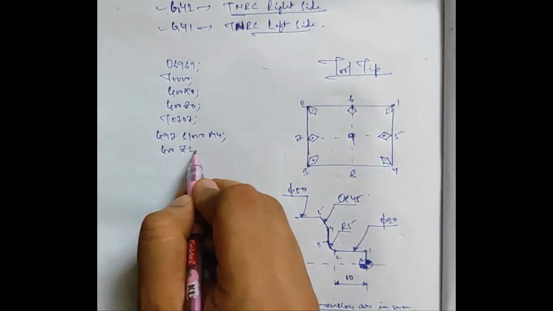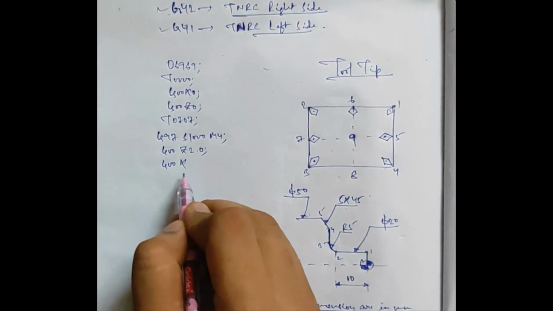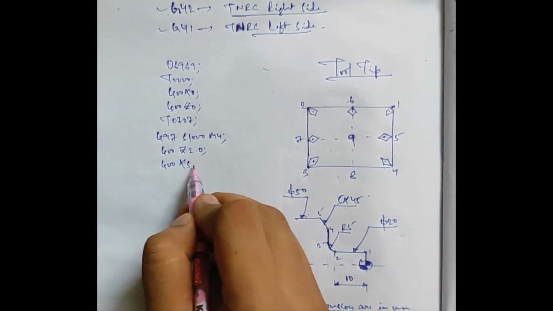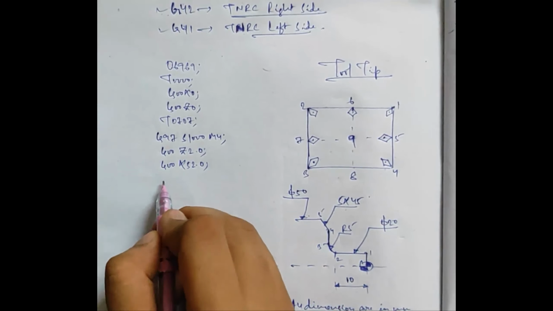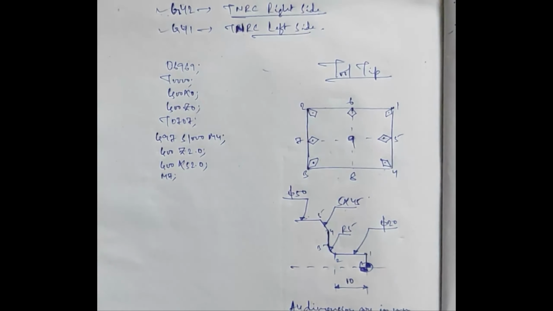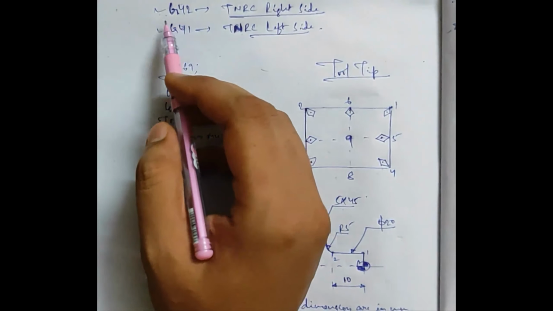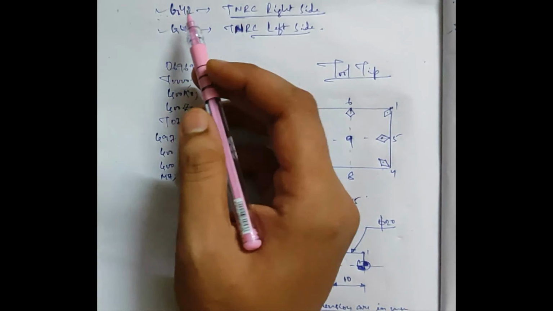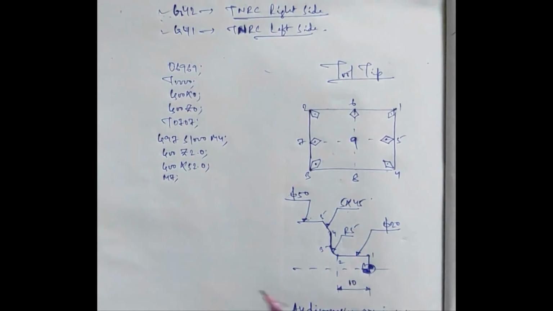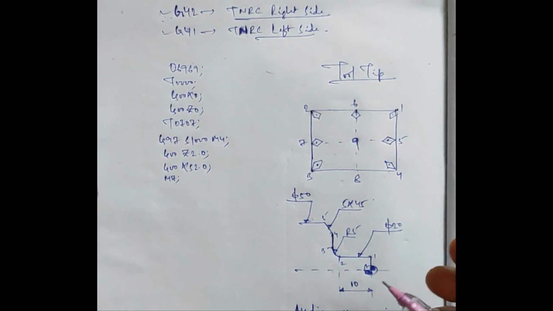G00 Z2.0, G00 X52.0, then move on. While using G42 and G41 codes, the program becomes one process for one process.